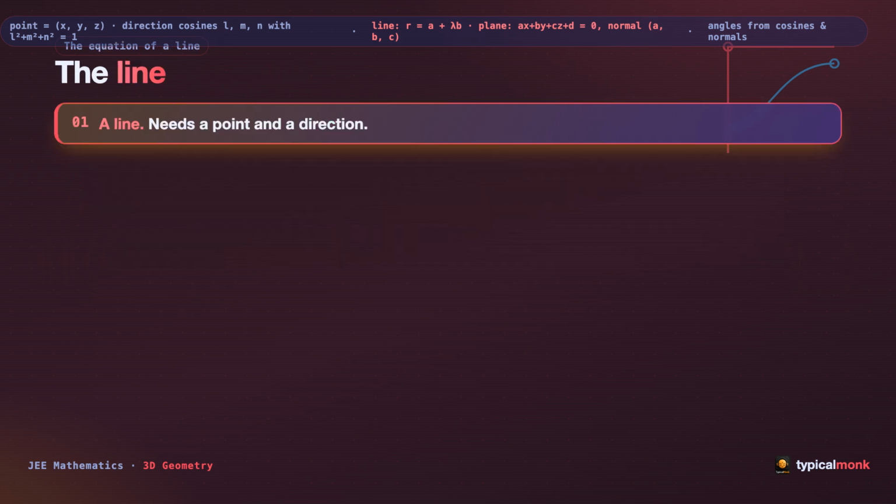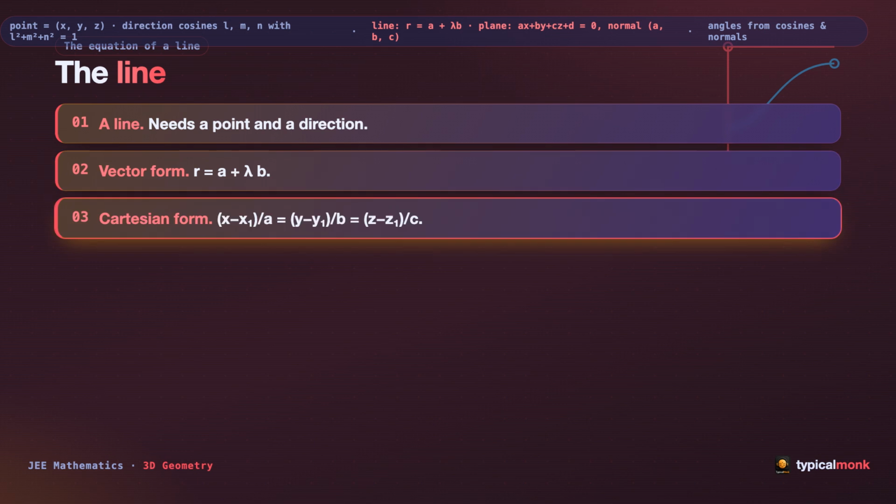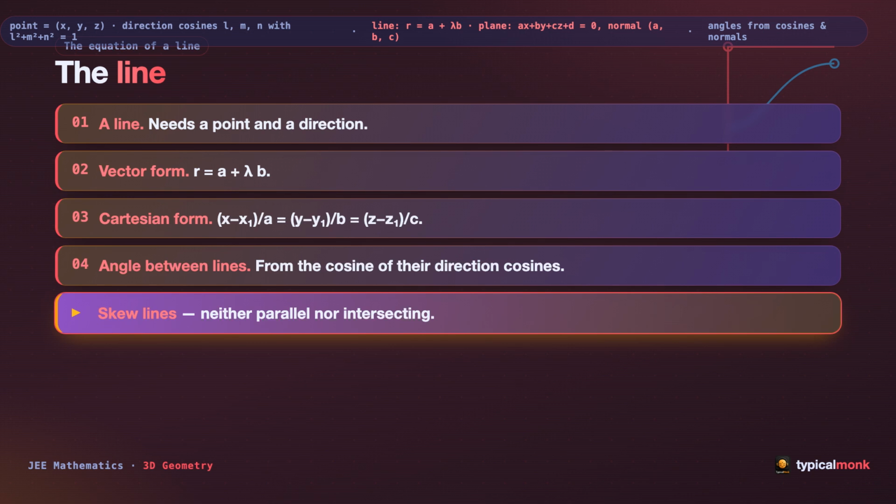Now, the equation of a line. A line needs a point and a direction. Vector form: r equals a plus lambda b. Cartesian form: x minus x1 over a equals y minus y1 over b equals z minus z1 over c. The angle between lines from the cosine of their direction cosines. Skew lines, neither parallel nor intersecting.